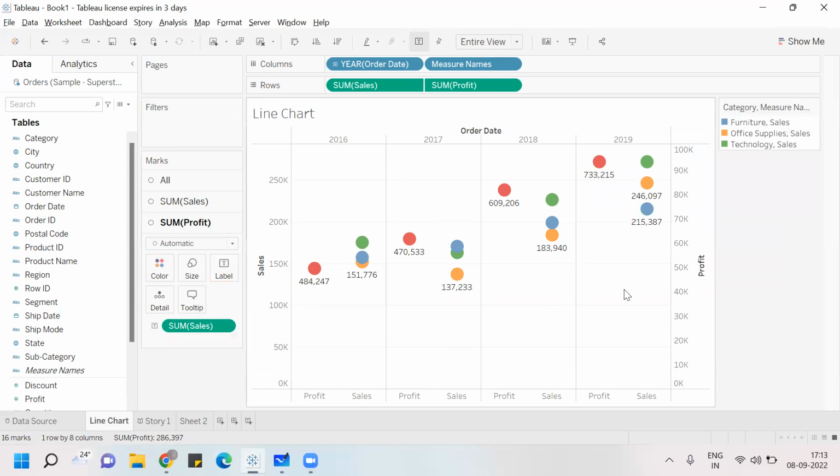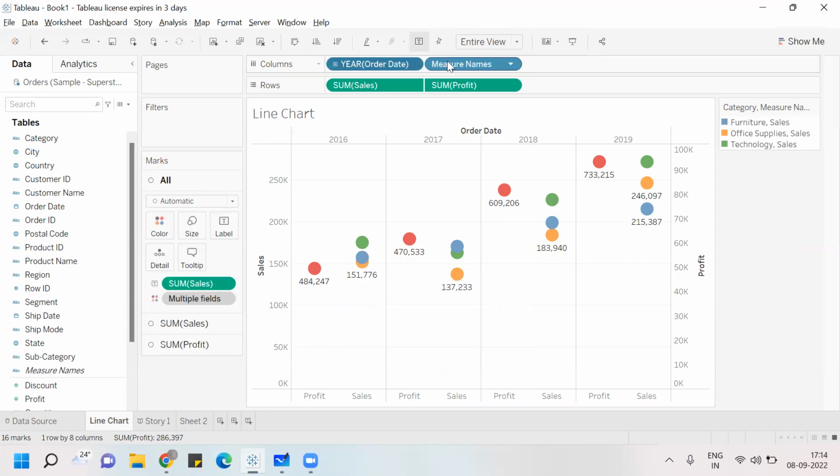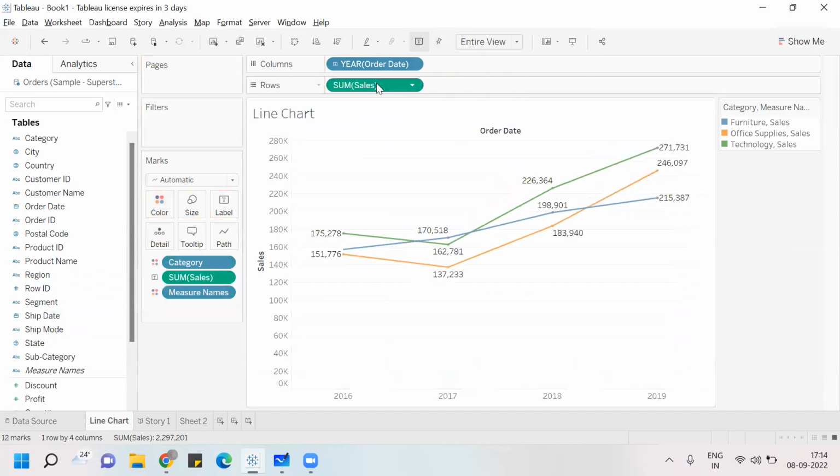You can see these values where the green color represents technology, then blue color represents furniture, and yellow color represents office supplies. Their sales, okay, the sales of all of them. This is the profit of all of them in these years. This red color is the profit data, while these dots are sales data of all three products: technology, furniture, office supply. So you can do this analysis by yourself. You can figure out by yourself how to work on this.